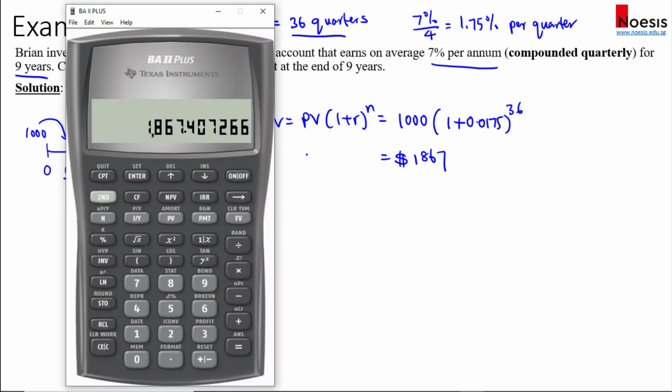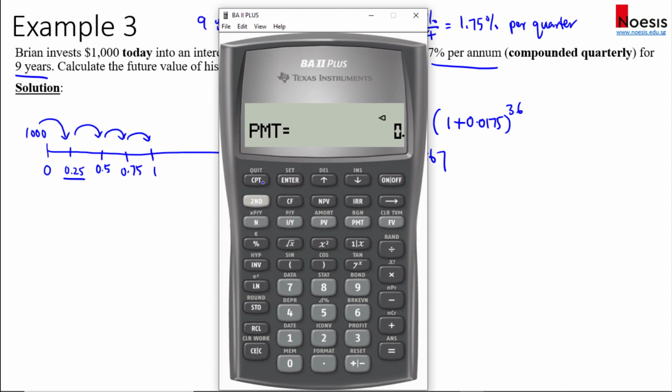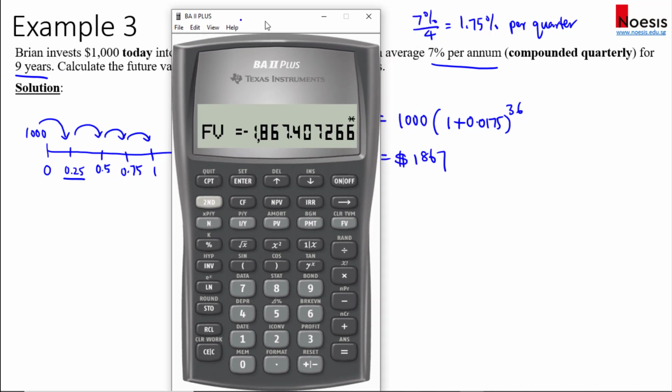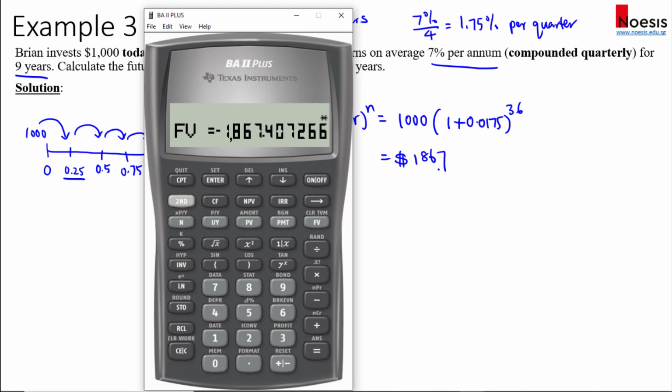It's the same way. I'll press second FV to clear the time value of money worksheet. Okay, 1,000 then will be PV. Again, there's no order or sequence to enter the numbers here. Now the N will be 36 instead of 9 years. It's 36 quarters. Interest rate is 1.75%. Okay, and then PMT is 0 since we don't have any interim cash flows. And then we'll compute future value. So that's what we get, $1,867.